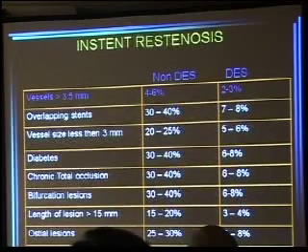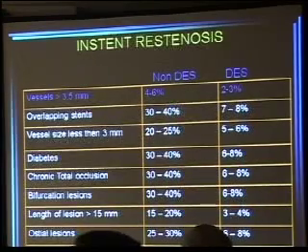But the odd patients, patients who are having overlapping stents, patients with vessel size less than 3 millimeter, diabetic patients, patients with chronic total occlusions, with bifurcation lesions, the lesions which are longer than 15 millimeter, the longer lesions, diffuse lesions, and osteal lesions.